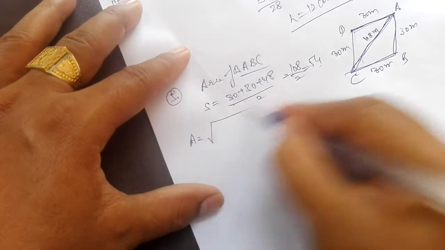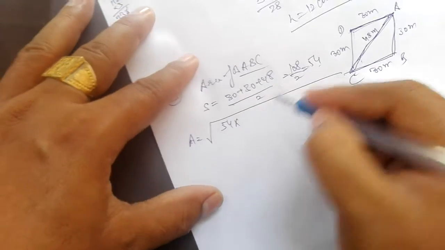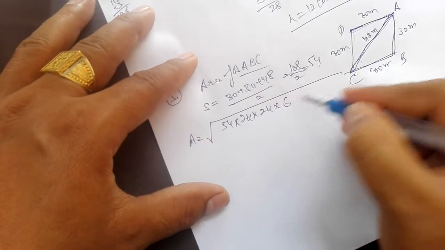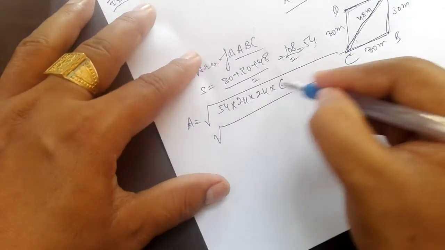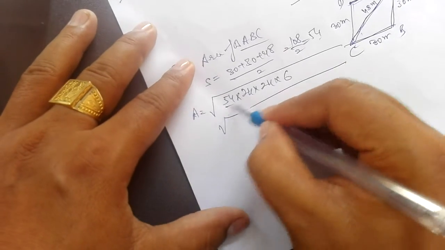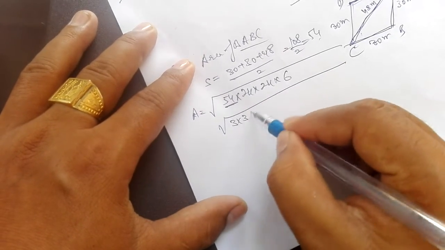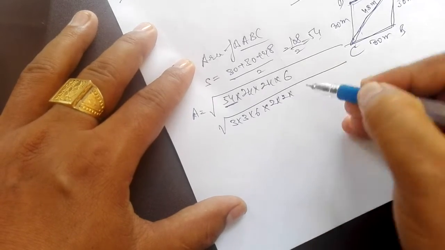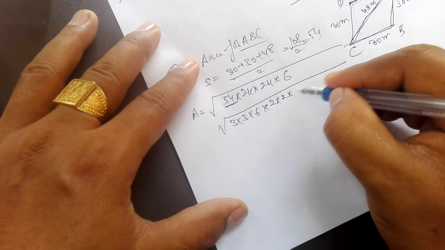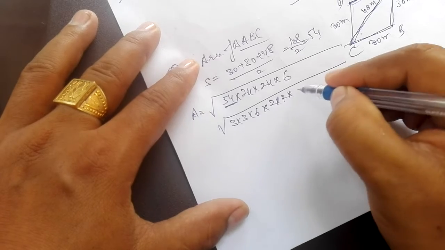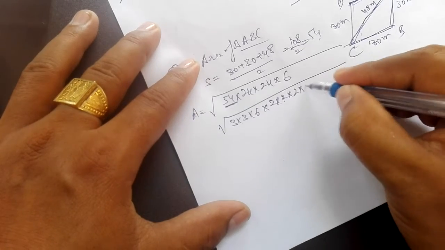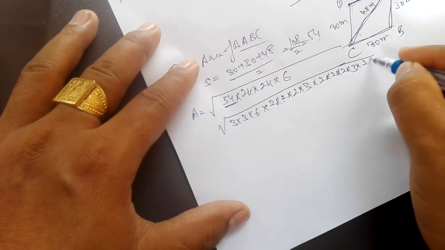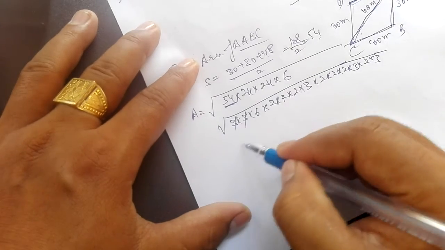What is area? Area is root of 54 into 54 minus 30, 24, 54 minus 30, 24, 54 minus 48, 6. Now what is 54? 3 into 3 into 6. What is 24? 2 into 2 into 2 into 3. 6 is 2 into 3. Now make the pairs, 3 3 3 square.